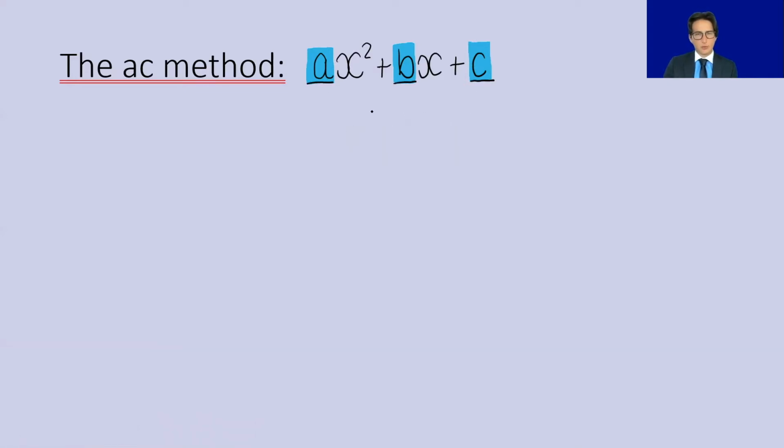And for a quadratic where it just starts with x squared, when we try to factorise it, we normally say two numbers that times to make this and add to make this, and it goes into brackets. The difference with the AC method is that we look for two numbers that times to make a times c, but add to make b.